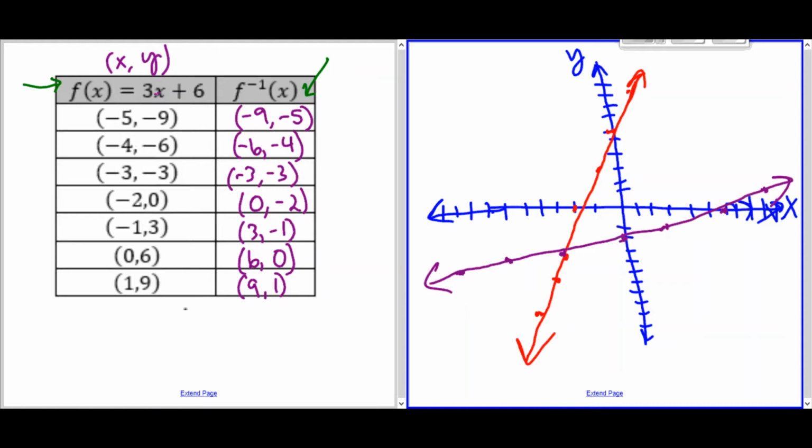So what we basically did was we reflected the red line over the line y equals x, which I'll show you is right here. So 0, 0, 1, 1, 2, 2, 3, 3, -1, -1, -2, -2, and so on. So this line right here is the line y equals x. We basically took that red line and reflected it over the line y equals x. And that gives us our inverse function.